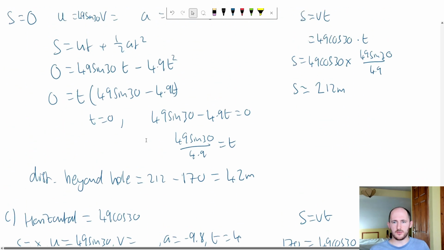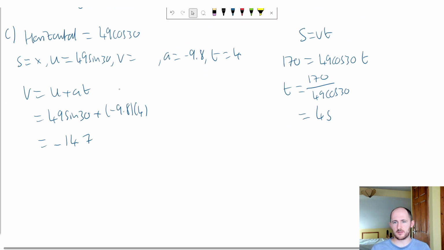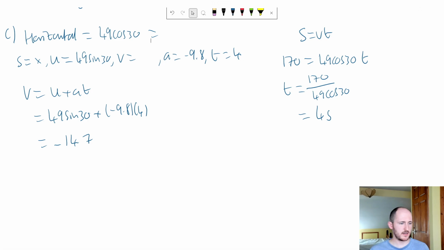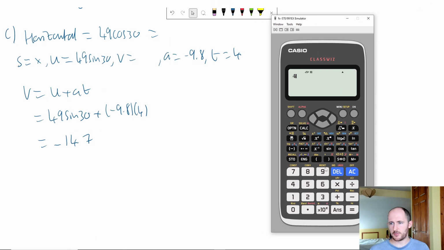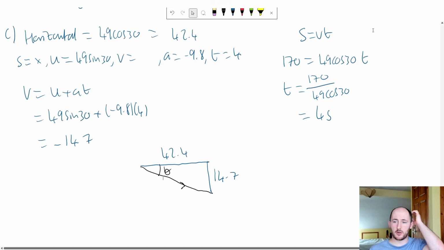So now how are we going to do the magnitude and direction of the velocity of the ball? So we have something going to the right. In fact, let's work out 49 cos 30 quickly. It's probably not going to be a nice number, but that's just the way it is. I'm going to call it 42.4. So we're going 42.4 to the right, 14.7 downwards. And we want the magnitude, so the overall speed, and the angle, which is just simple trigonometry and Pythagoras.